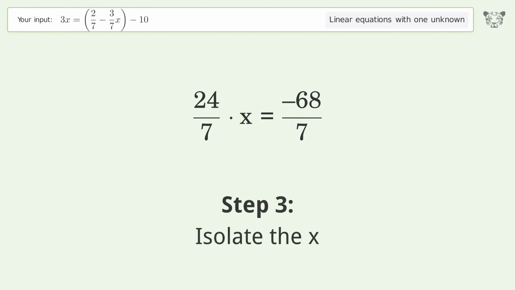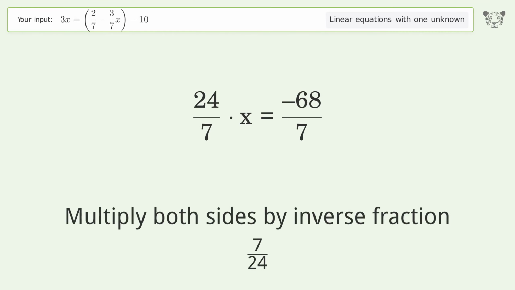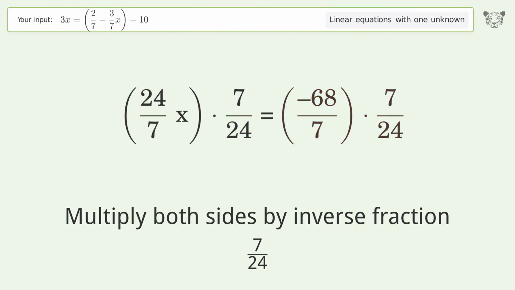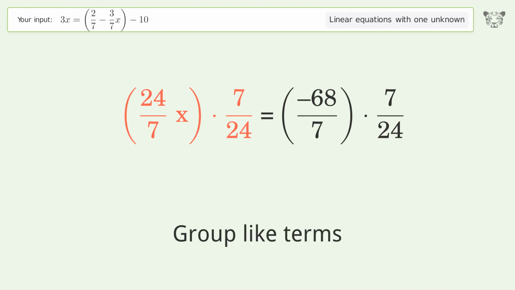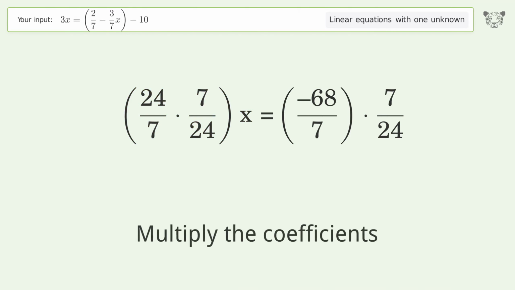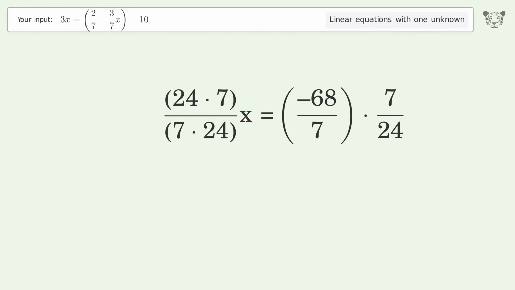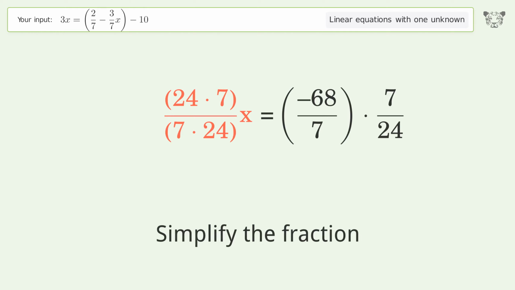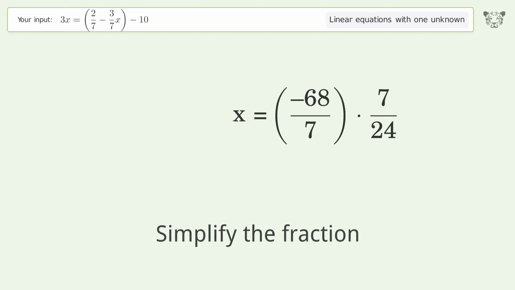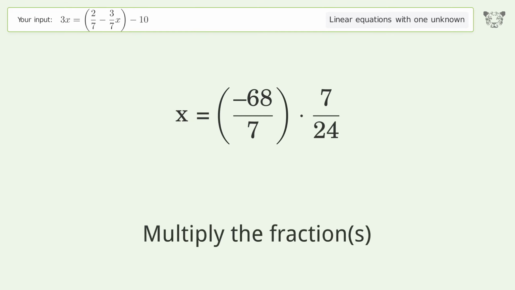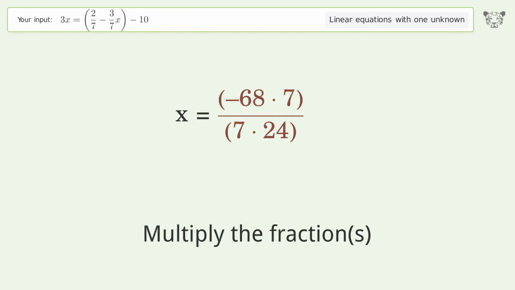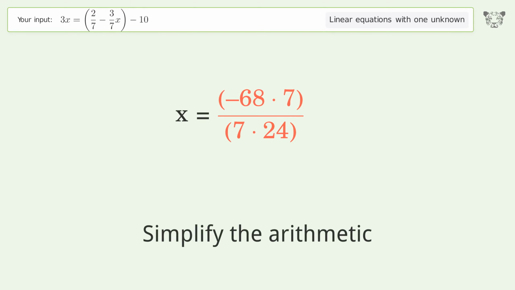Isolate the x. Multiply both sides by the inverse fraction 7/24. Group like terms. Multiply the coefficients. Simplify the fraction. Multiply the fractions. Simplify the arithmetic.